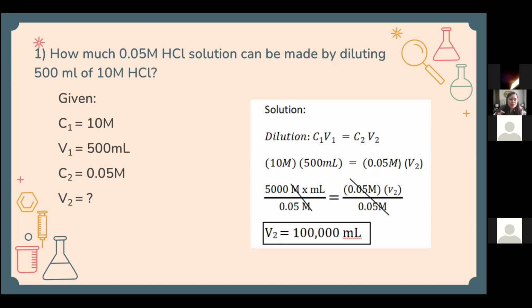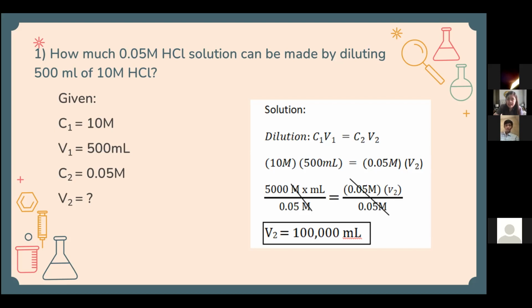Okay? So as you can see, this one is a problem about dilution. So it goes straight to C1V1 equals C2V2. Now this is actually correct, their givens. C1 is 10 molar, V1 is 500 mL, and C2 is 0.05 molar, and we are looking for the volume number 2. That is why the question is, how much?